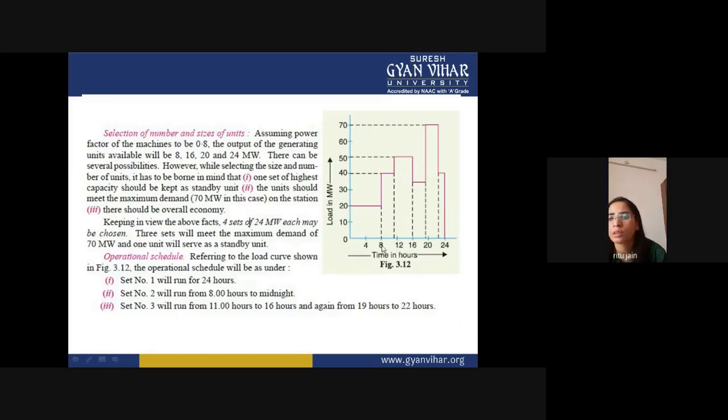Now for the next period, from 8 hours to midnight, at least you need set number 2. Set number 2 will run from 8 hours to midnight, and set number 3 will run from 11 hours to 16 hours, and again from 19 hours to 22 hours. So these are the 3 sets by which you can run the power plant.